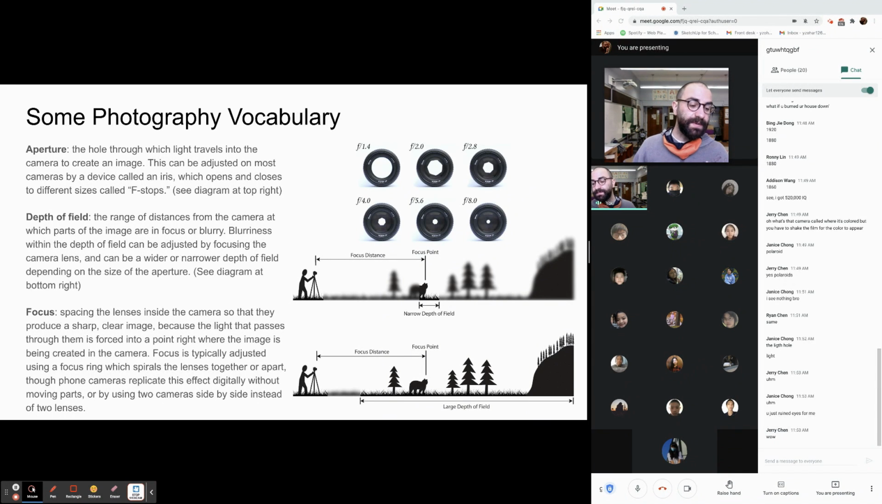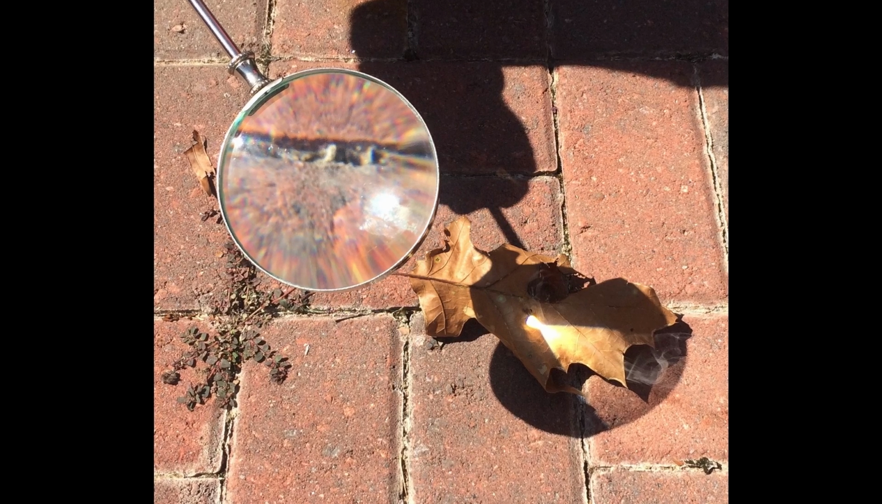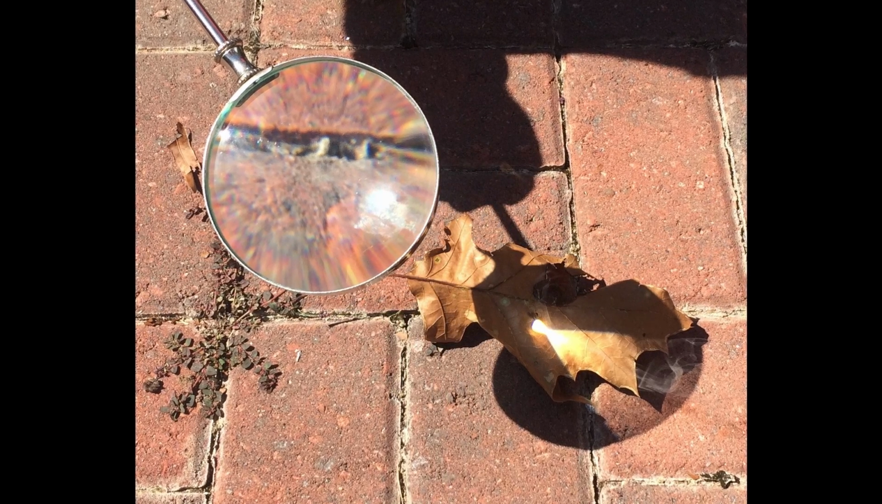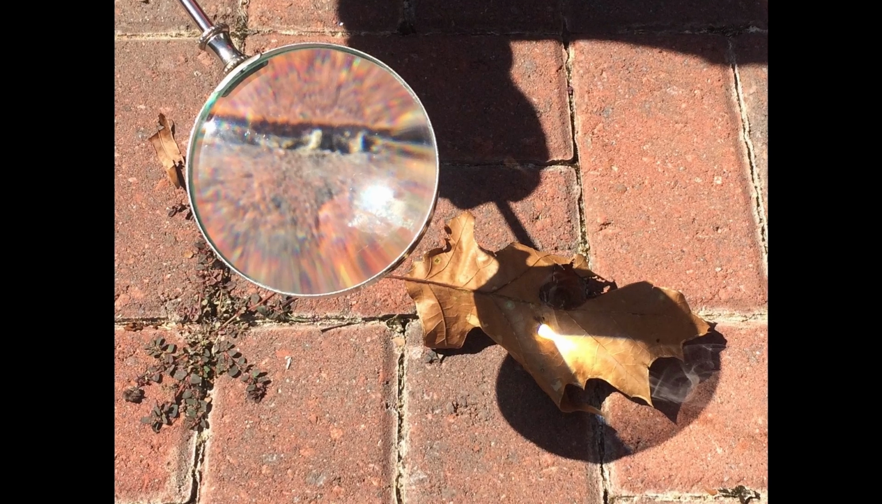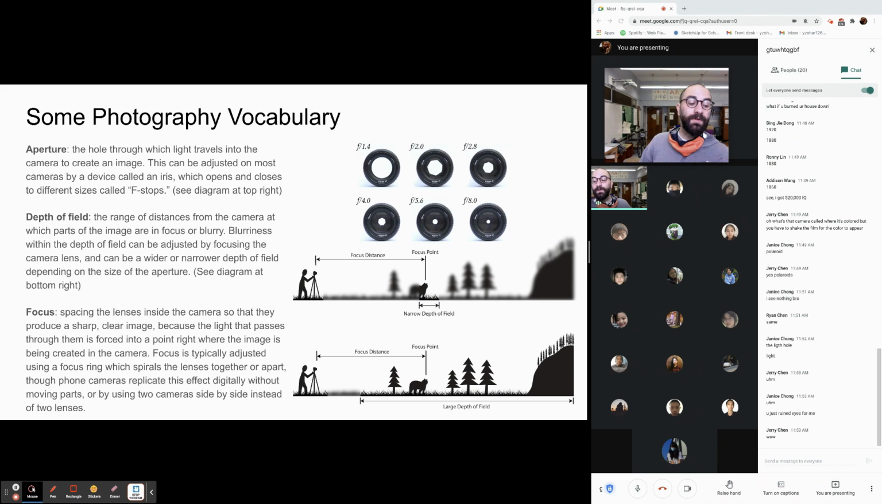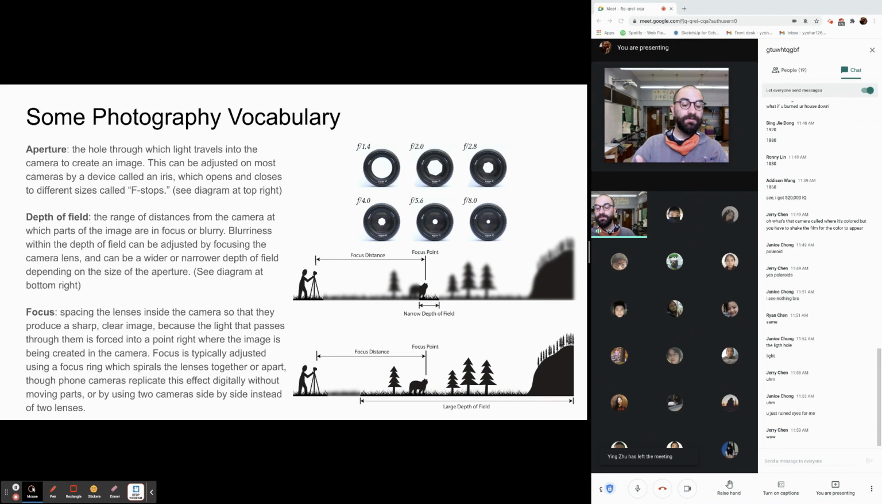And focusing basically means you're spacing the lenses inside the camera so that they produce a sharp, clear image, just like when we focus that magnifying glass when we're trying to start a little fire, right? You're trying to get the light to form a point and not crisscross or form a trapezoid. Focus is typically adjusted using a focus ring, which spirals the lenses together or apart, further or closer to the photographic plate or sensor or whatever is capturing the image inside your camera. And in digital cameras, this happens non-mechanically, right? There are no moving parts inside the camera on my cell phone. But what happens is it sees that whole image that it makes and it says, okay, we're gonna enhance this part.